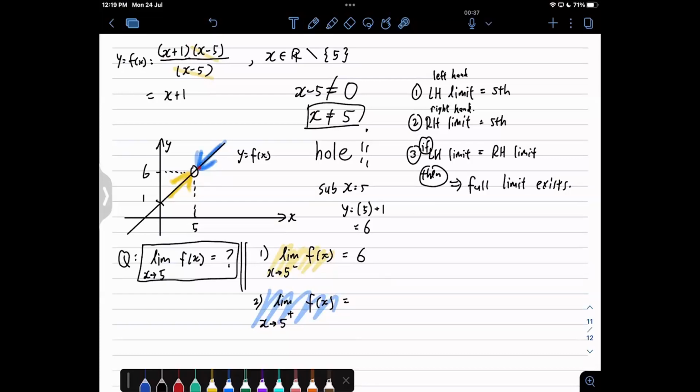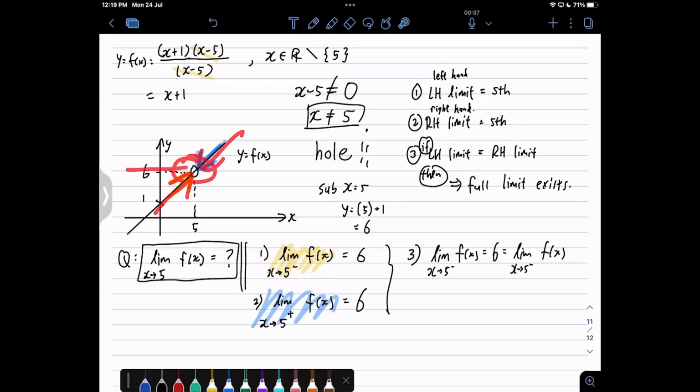What do you get? 6. Yes, exactly. It's still 6. So therefore, conclusion is step 3. Since the left hand limit equals 6, which equals the right hand limit, right? You approach from the left, you approach from the right, you get the same y coordinate value 6. Therefore, you conclude that the full limit means just x approaches 5 itself.